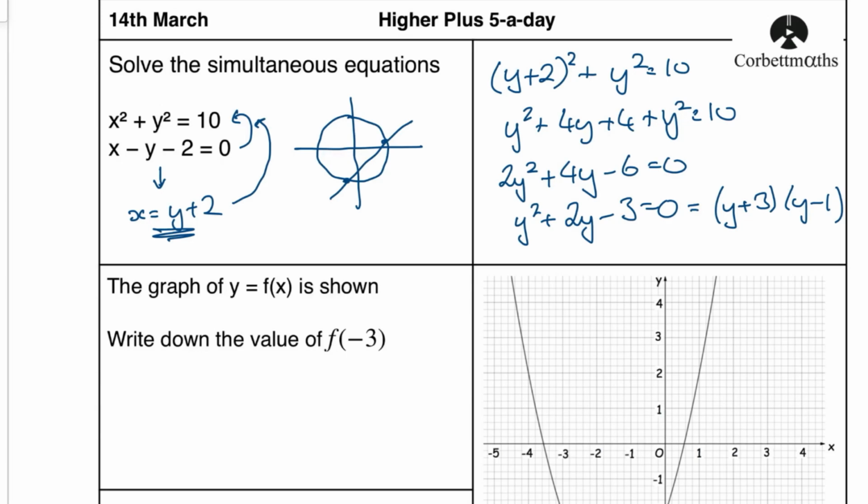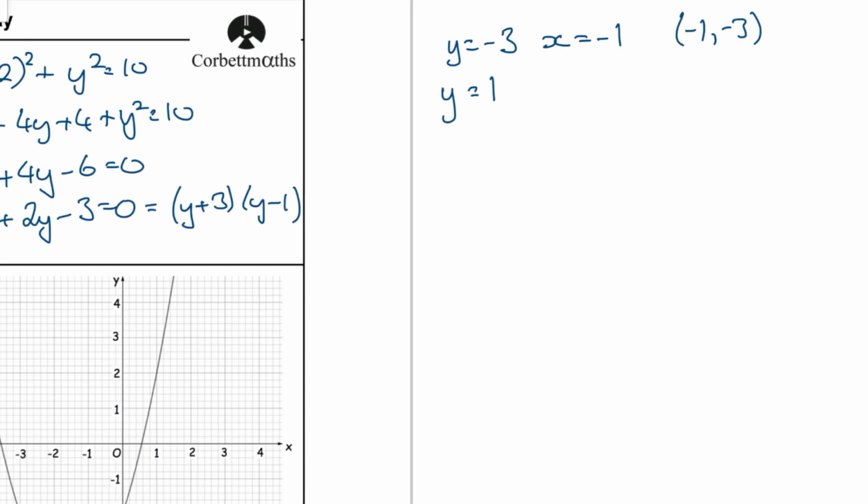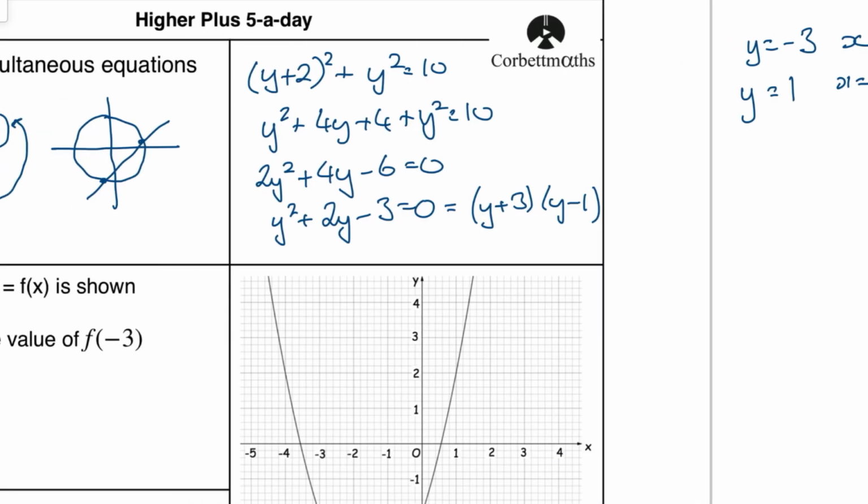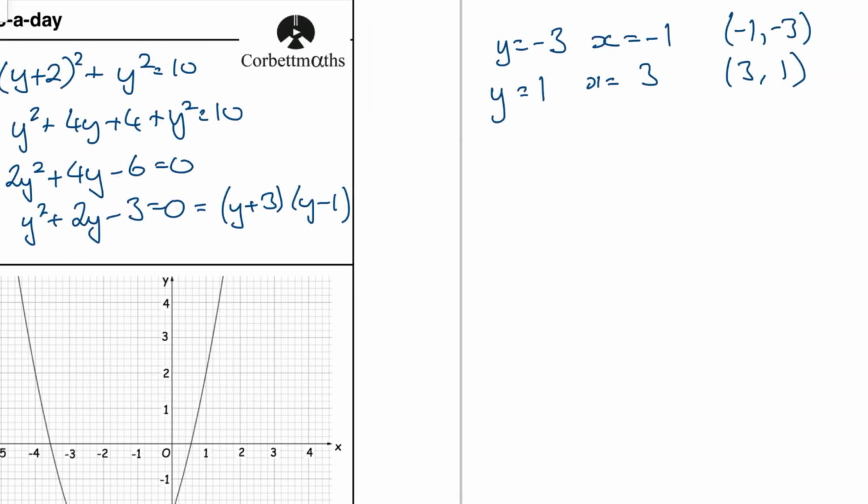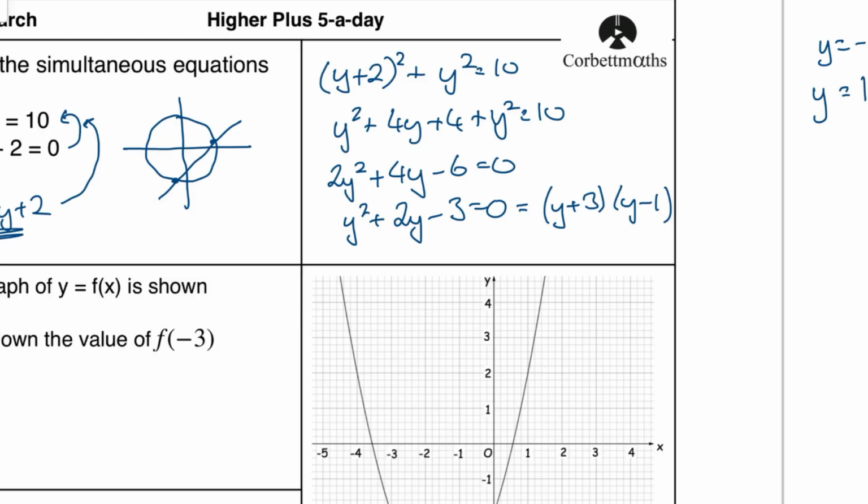My second solution is y is equal to 1. Again, what do we have? So x equals y plus 2. So 1 plus 2, which means that x is equal to 3. So my other solution is 3, 1. And that's my two solutions. And again, it is not a guide, it is not absolute, but minus 1, minus 3, and 3, 1, if you look at my diagram, it kind of looks like that fits on there. So I feel a bit more comfortable.